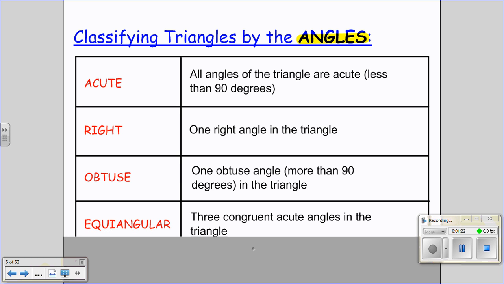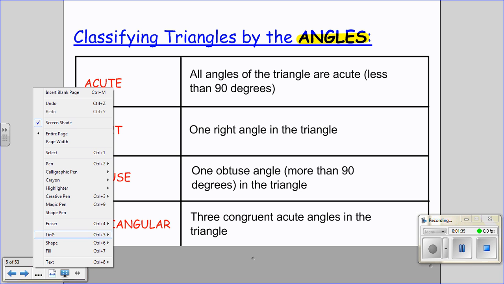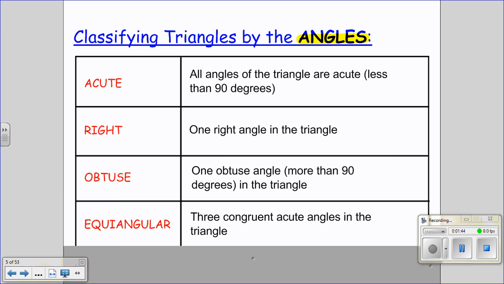And the last possible classification is equiangular. An equiangular triangle has all 3 congruent angles, and technically there's only one type of equiangular triangle. The key prefix to pay attention to is equa or equi, depending on who you are. That simply means same. So same angles is essentially what it's saying. So again, the 4 possible ways to classify a triangle by angles are acute, right, obtuse, and equiangular.